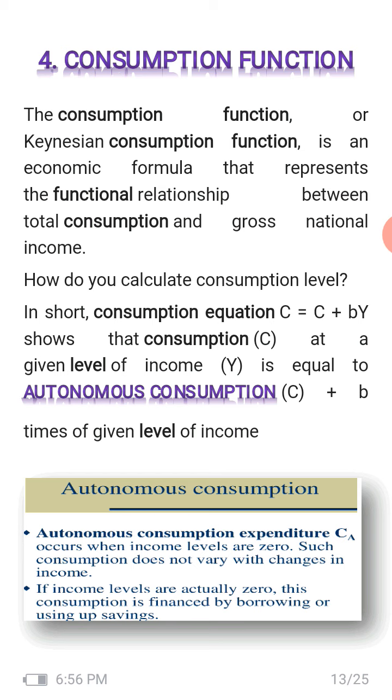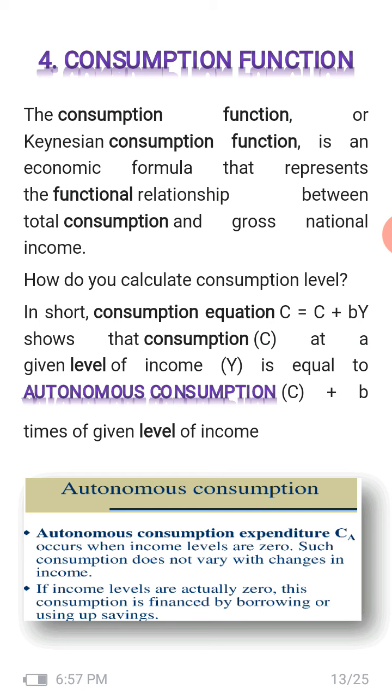The consumption function, or in Keynesian economics the consumption function, is an economic formula that represents the functional relationship between total consumption and gross national income. It relates the relationship between consumption and income, right? How do we calculate the consumption levels?